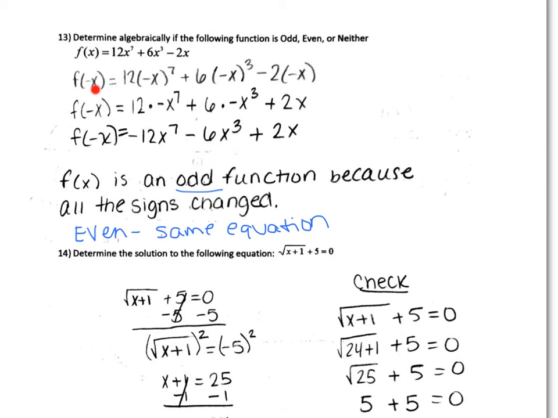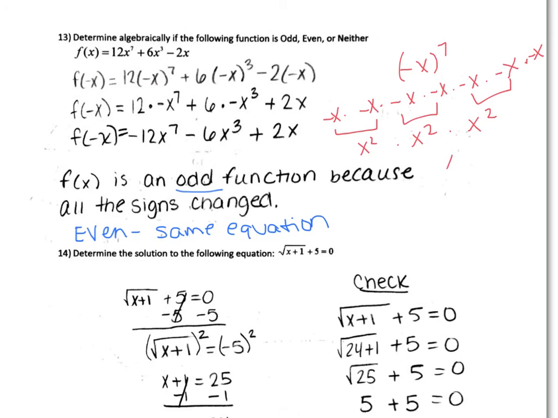Okay, so let's see why this is an odd function. When I plug in negative x, I got negative x to the 7th, which I simplified to negative x to the 7th. It means the same thing because negative x to the 7th power means negative x times negative x, 7 times. So these two make a positive x squared, these two make a positive x squared, and these two make a positive x squared. If you multiply all three of those together, you get x to the 6th, and you multiply it by one more that's left over, so negative x. So this will be negative x to the 7th.